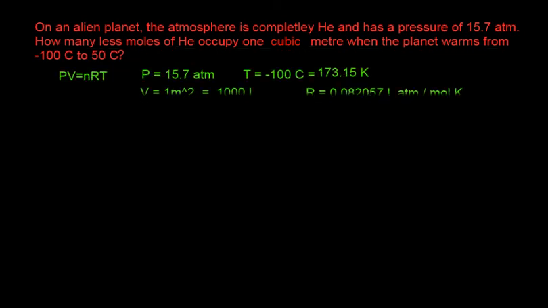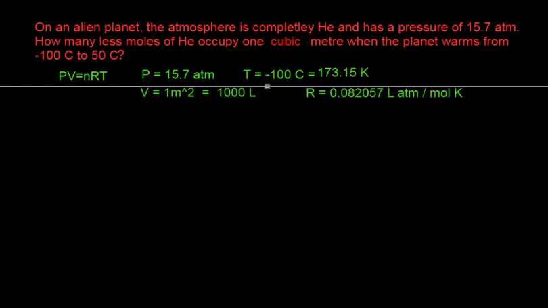These are the variables that we know. We know PV equals nRT. We know pressure is 15.7 atmospheres. We know temperature is negative 100 degrees Celsius, but we can't use Celsius. We need Kelvin, so we just add 273.15 to it, and out comes our temperature in Kelvin. We know our volume is 1 cubic meter, but we can't use that. We have to use liters, and there are 1,000 liters in 1 cubic meter, so we use 1,000 liters. Doesn't that work out nice? And R is a constant. It's always this.